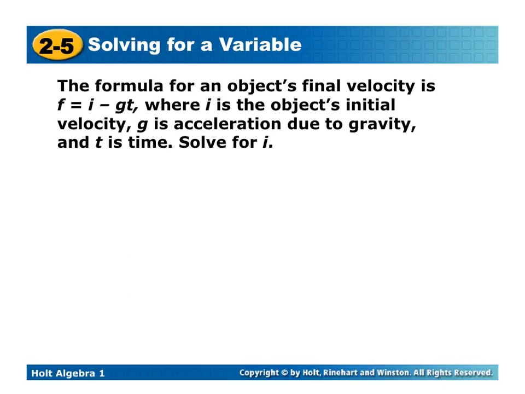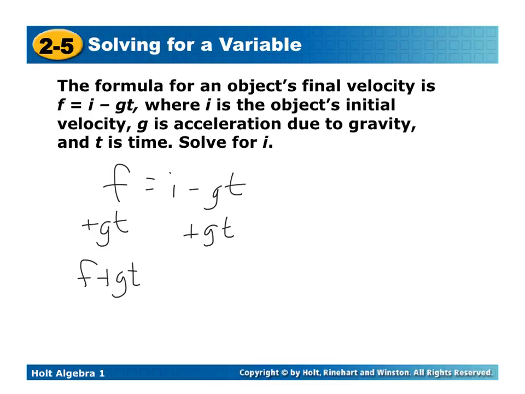Now I want you to take a turn, so pause the video and try this one on your own. The formula for an object's final velocity is F equals I minus gt, where I is the initial velocity, g is the acceleration due to gravity, and t is time. I'm going to solve for I. So F equals I minus gt. First thing I'm going to do is add gt to both sides. So F plus gt, since they're unlike terms, we can't combine them, is equal to I.